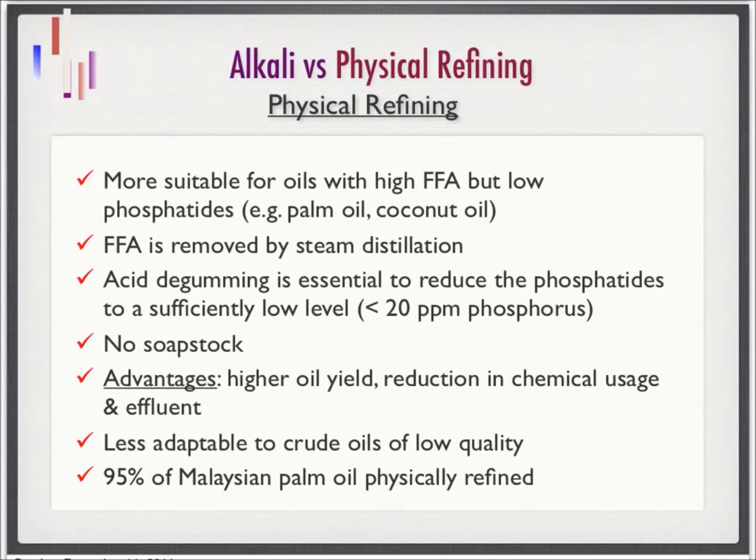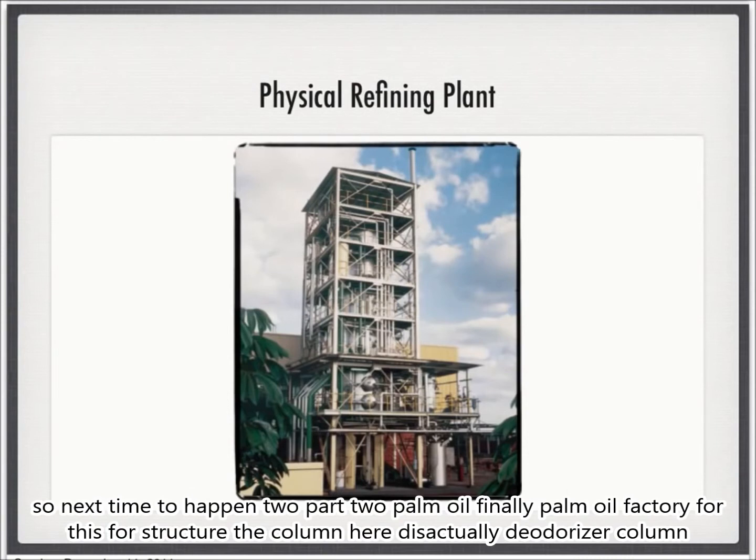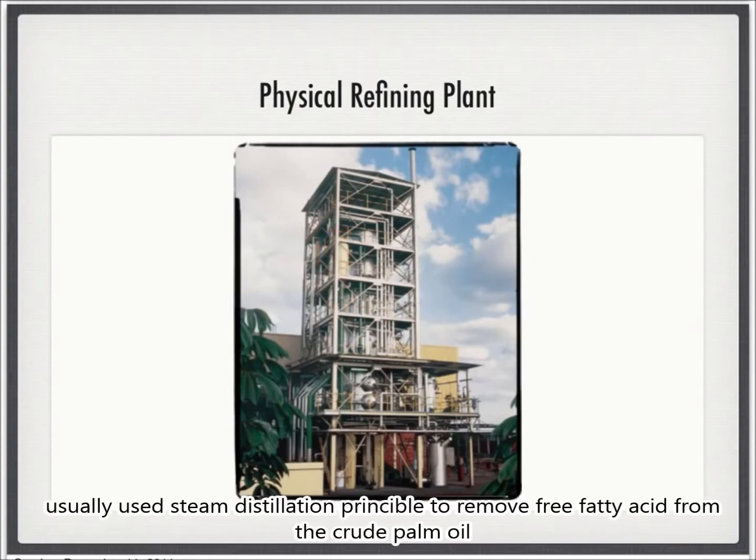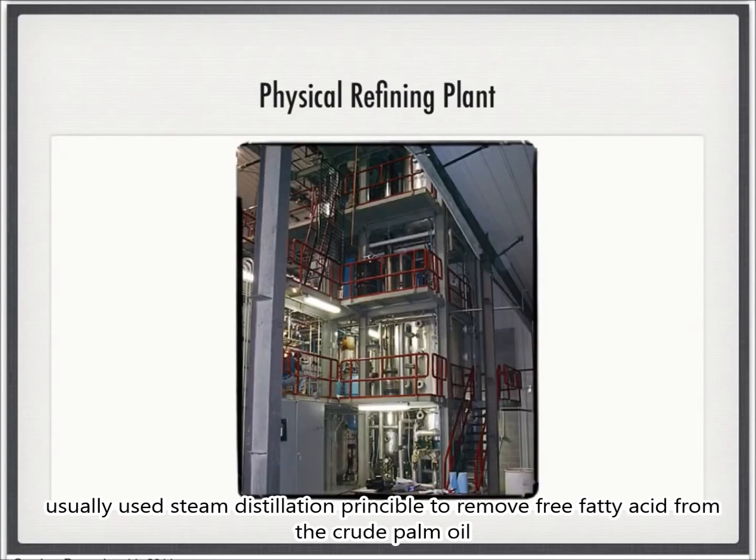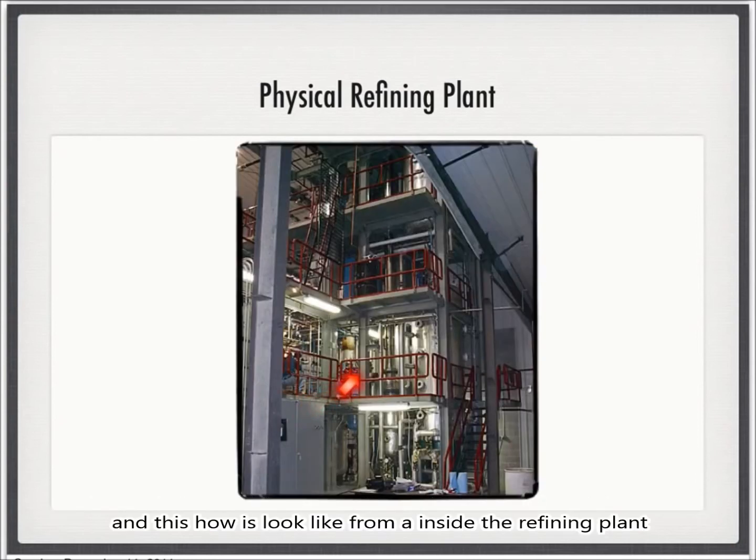So next time, if you happen to pass through a palm oil refinery or palm oil factory, probably you will see this tall structure, or tall column, here. This is actually the deodorizer column, which uses steam distillation principles to remove the free fatty acid from the crude palm oil. And this is how it looks from inside the refinery plant.